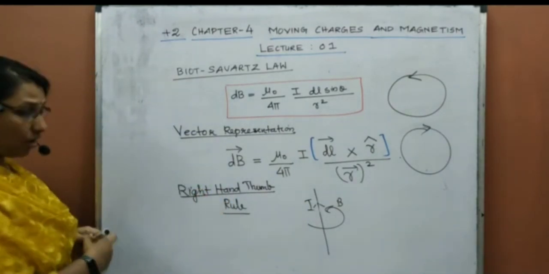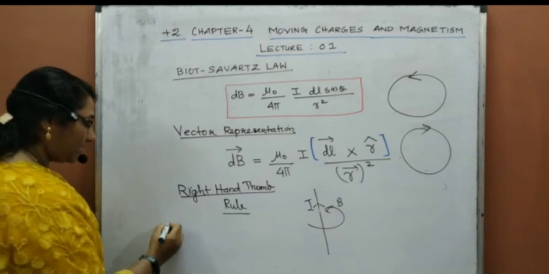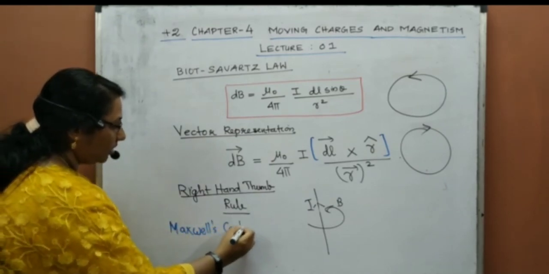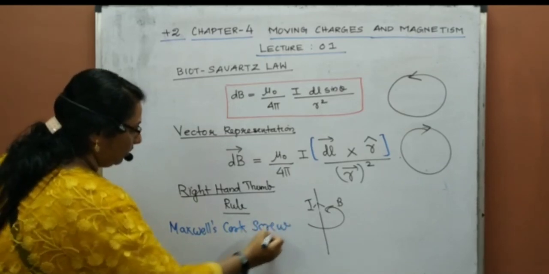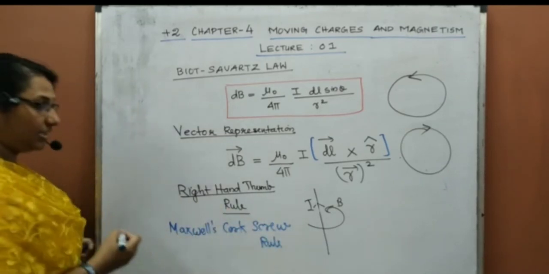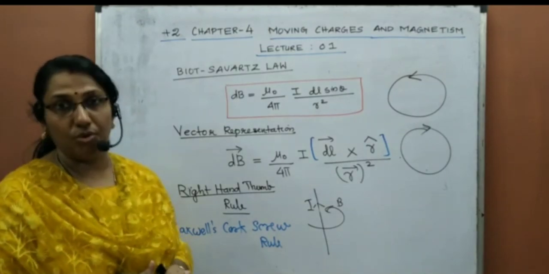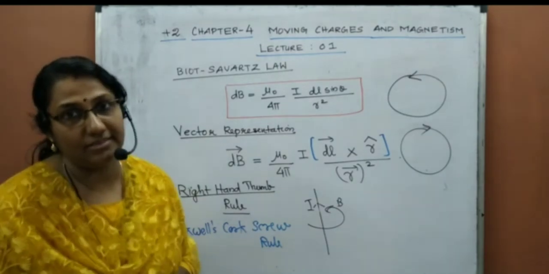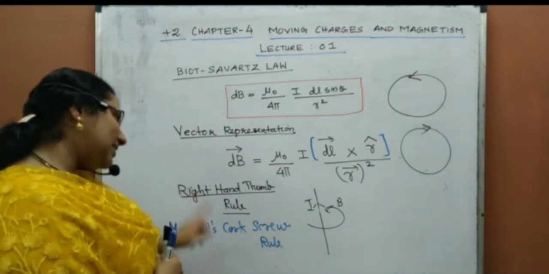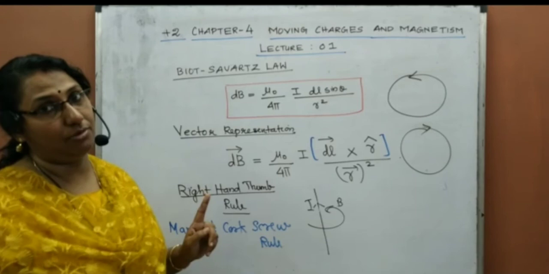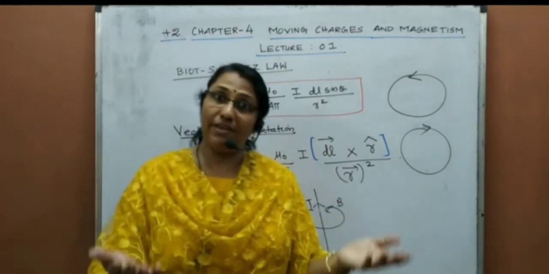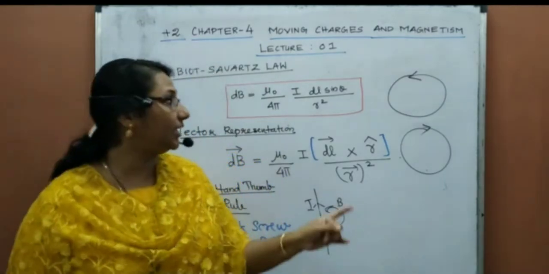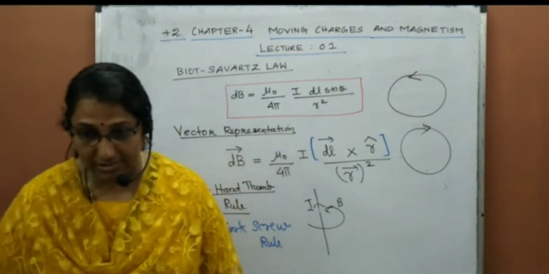This rule is also called Maxwell's corkscrew rule. That is, if you rotate a screw, corkscrew, then the movement of the tip will give the magnetic field direction. Okay, the best way is to take the right hand thumb rule because your right hand is always in your hand. So there is no doubt. Okay, clear? So we were discussing the Biot-Savart law.